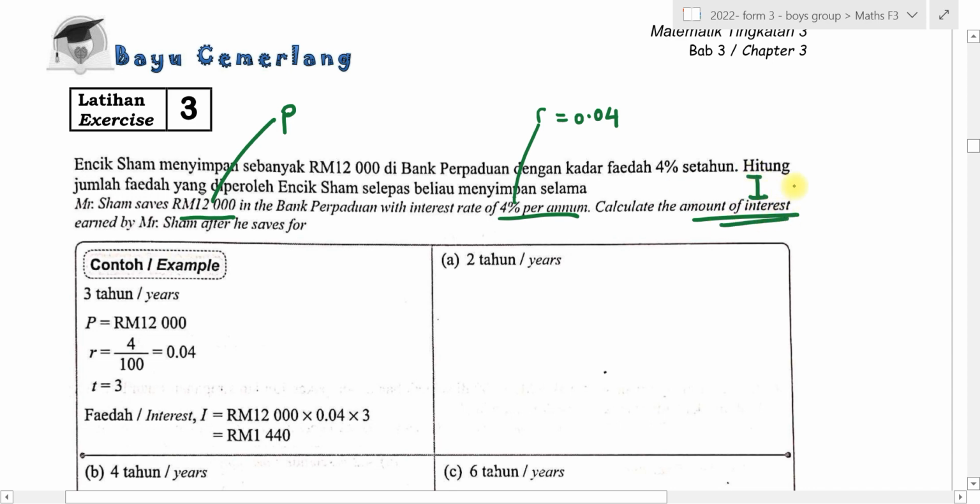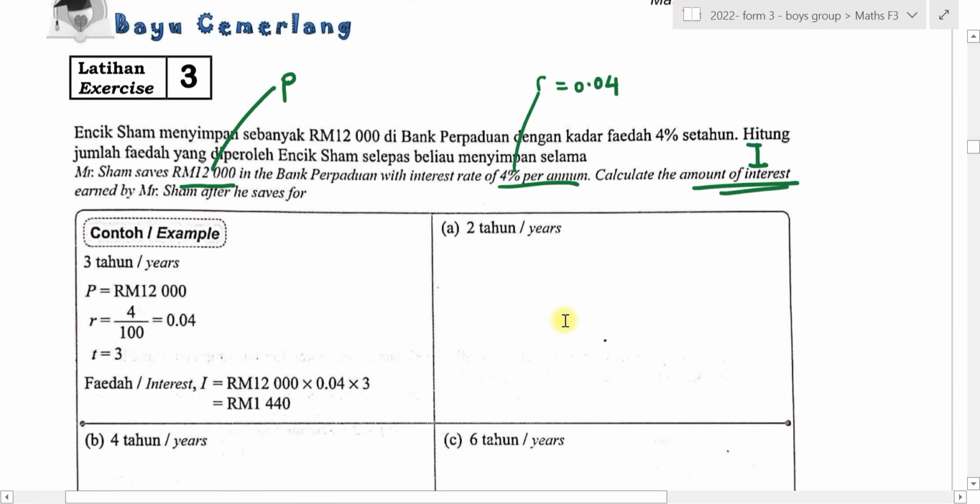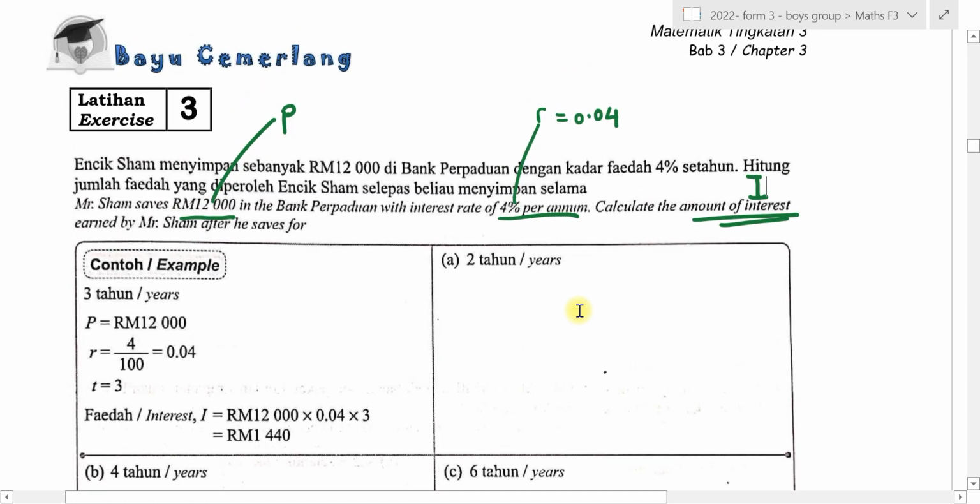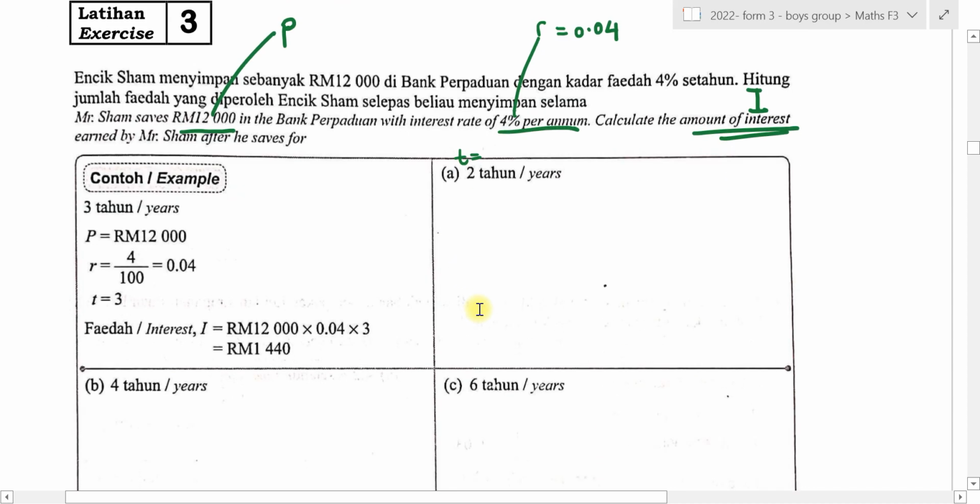Amount of interest means they are asking I. Earned by Mr. Sham after he saved for 2 years, 4 years, 6 years and the following terms of years. Okay, remember this is your T. The T is given in each question and make sure it's in years. If it is in months, you change it into years. Okay? So how to calculate? They want us to calculate the interest, right? So interest is equal to PRT for simple interest.